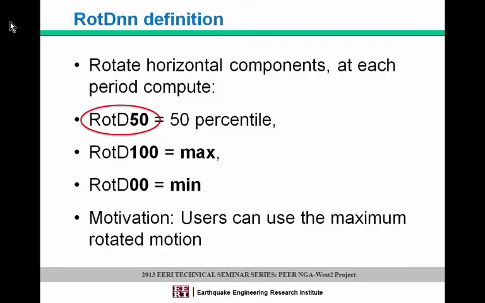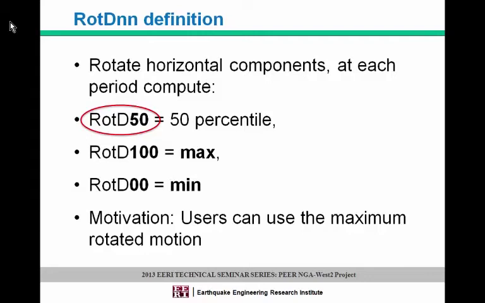Why did we use it? Why did we switch to this new intensity measure? After we finished NGA-West1, our friends in the building code community switched from geometric mean to maximum rotated motion, which in our new terminology is RotD100. So that was after NGA-West1.